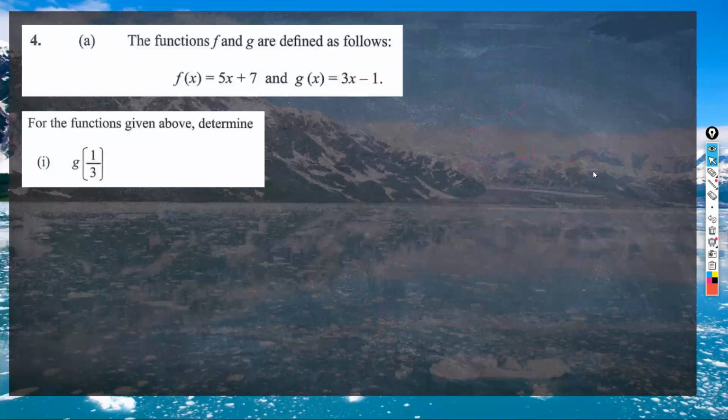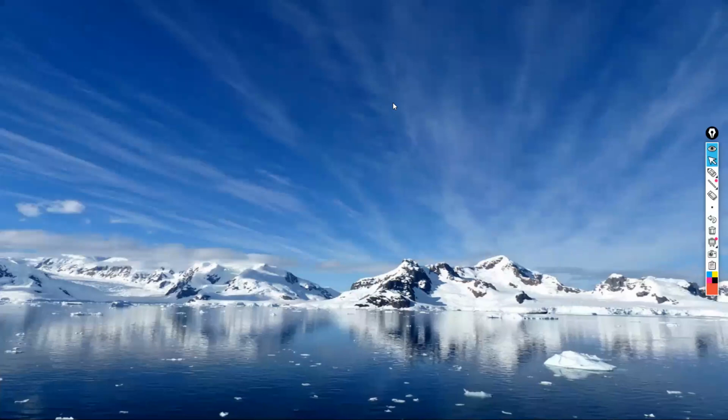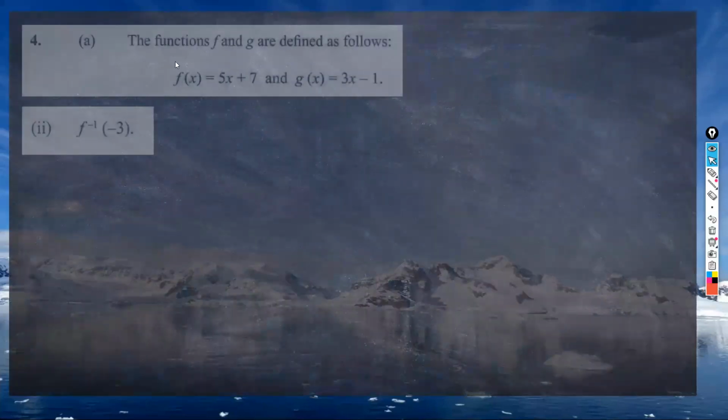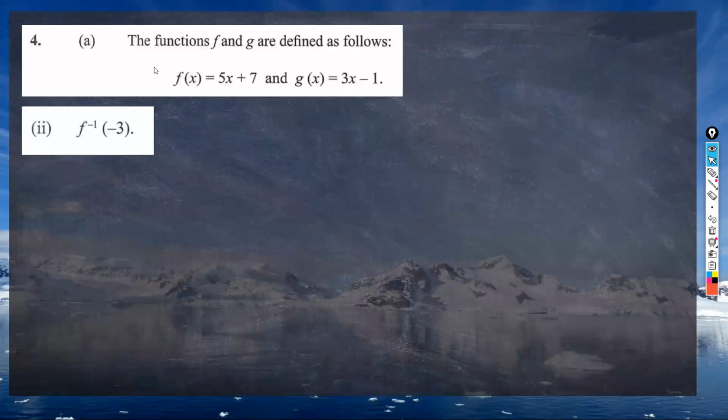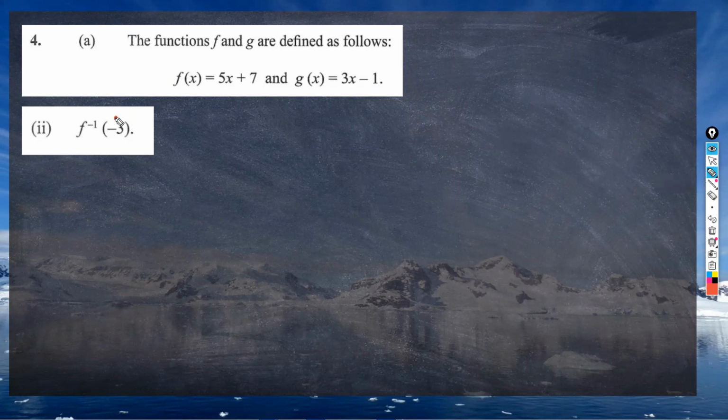Let's see what's next. All right. Oh, so this one here is an inverse question where they want you to find f inverse of -3. Give you a little hint. We have to put -3 into f inverse, but we don't have f inverse as yet. So I think you need to find f inverse first and then put the -3 into it.